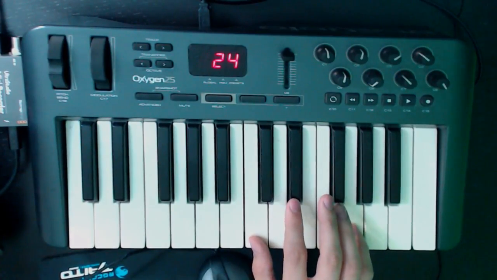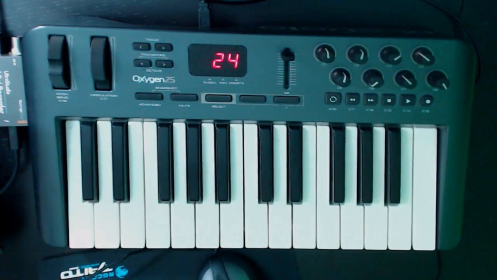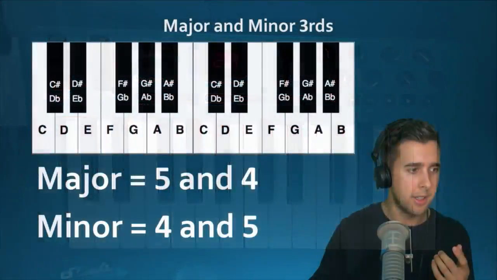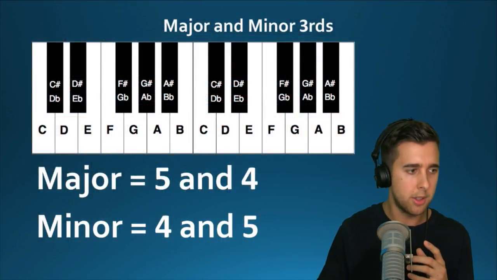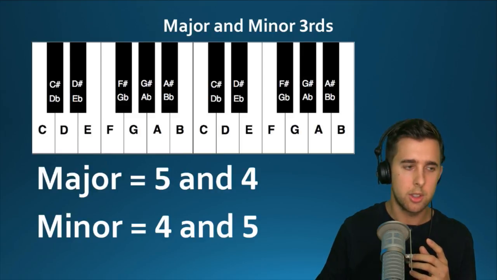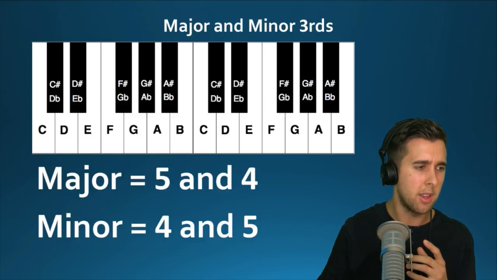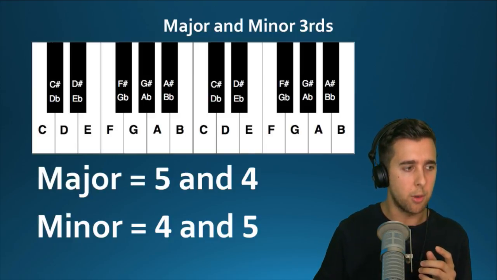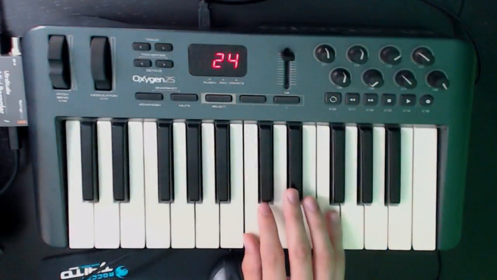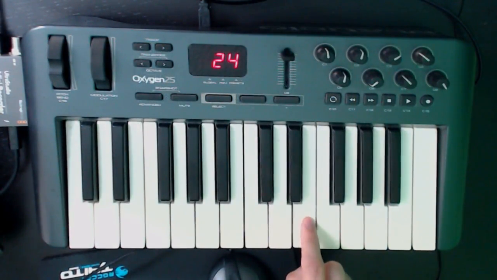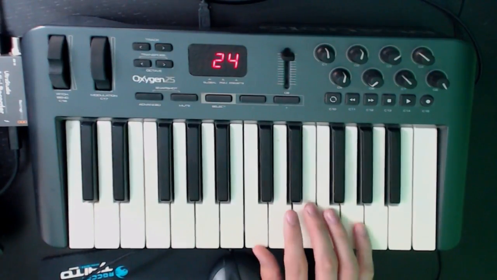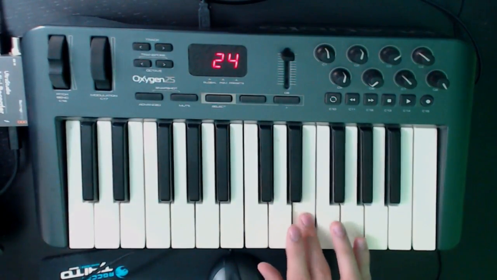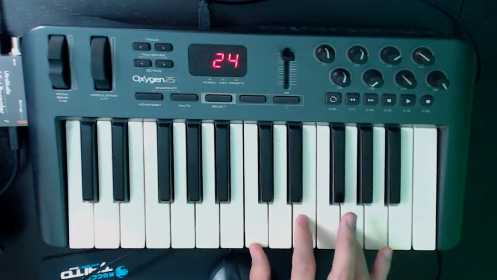There's a certain way we can work this out. What we have to do is count 5 and 4. From C, we count up 5: 1, 2, 3, 4, 5, including all the black notes. This lands on E. And if we count up 4 from there, 1, 2, 3, 4, this lands on G. So 5 and 4 for major.